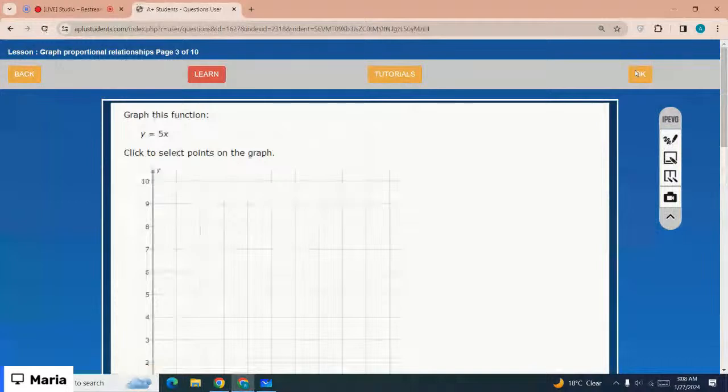Okay, next one is y equals 5x. So calculate the values of the function on the graph and match with the graph.